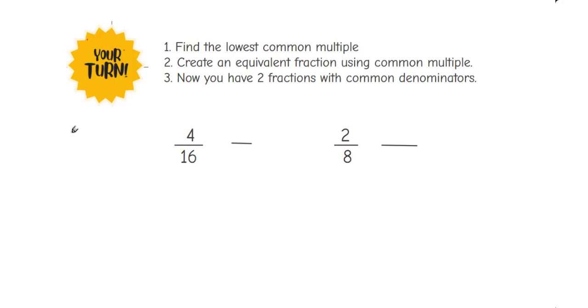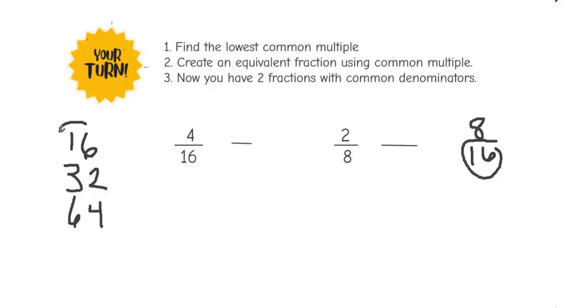I'm going to write out my multiples for 16. 16, 32, 64. I'm going to write out my multiples for 8. 8, 16. Oh, there I go. I've already got a common multiple. This one's going to stay the same. And this one we will convert to an equivalent fraction that has a 16 as the denominator. Again, why am I keeping that as a 4? I'm just multiplying each of them by 1. You can do it in your head. You don't have to write them out.